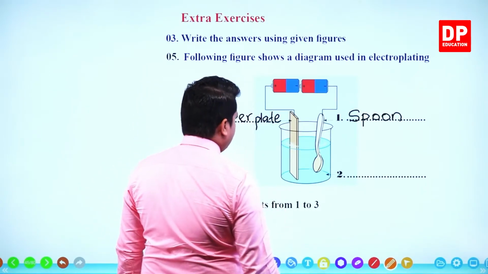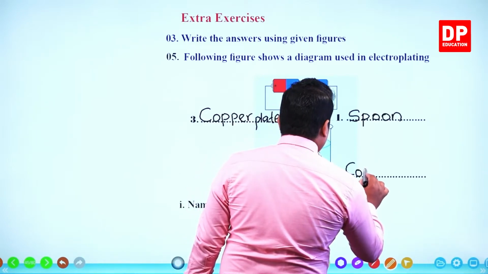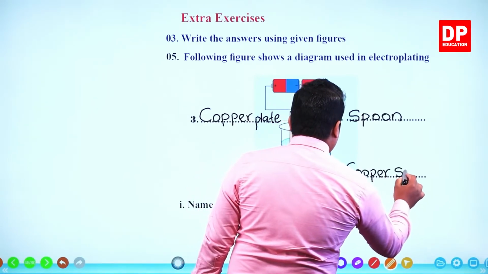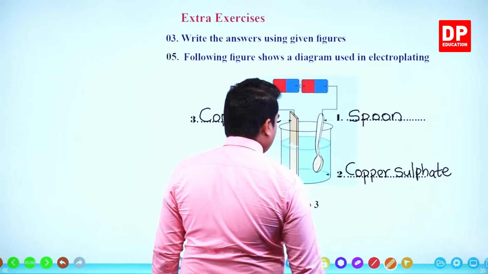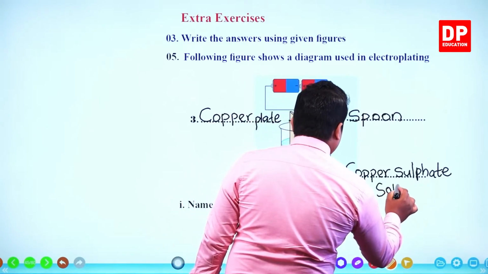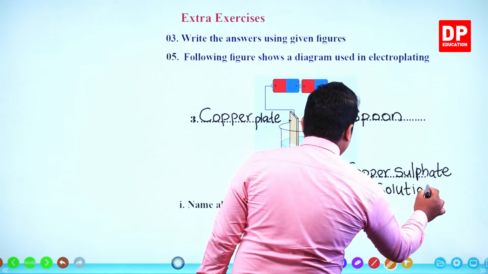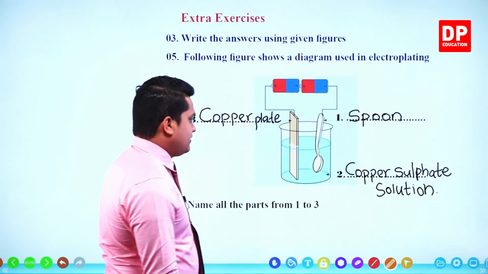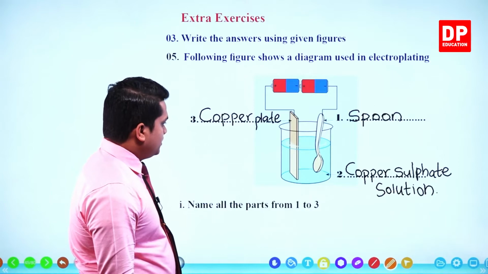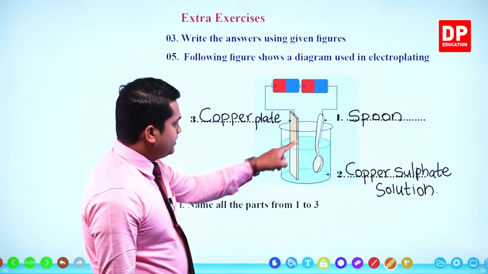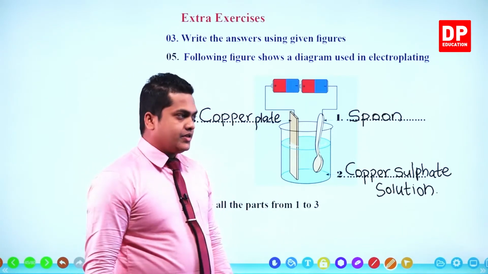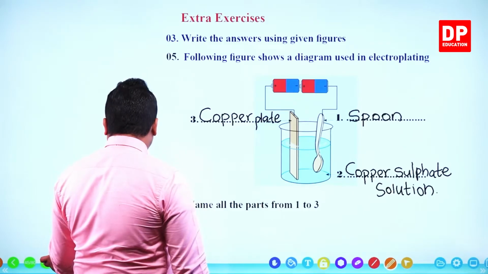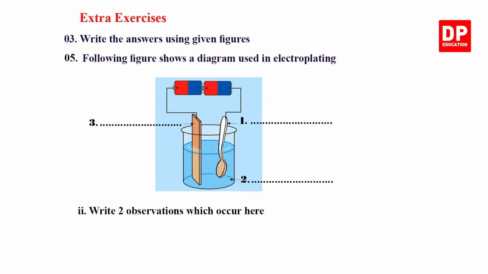Copper plate. Then the solution is copper sulfate solution. Right, so this is the copper plate, this is the spoon, and the solution is copper sulfate. Right, okay. Then write 2 observations which occur here.